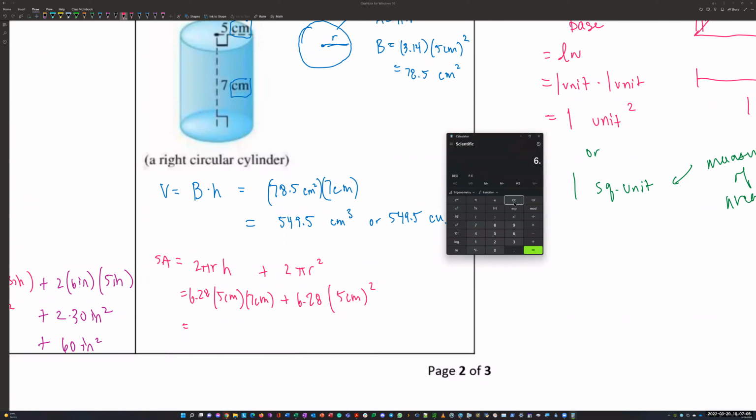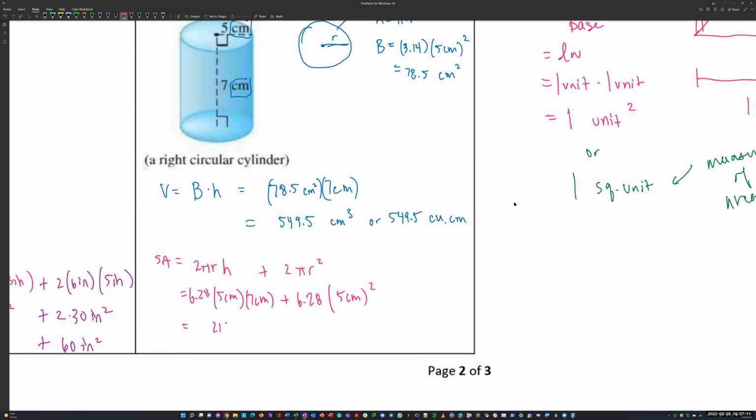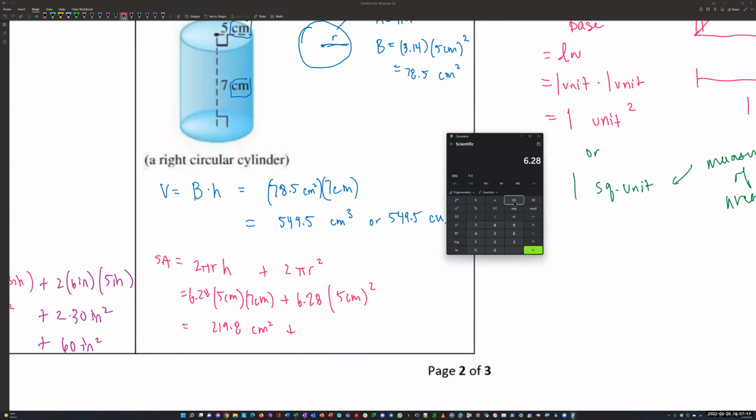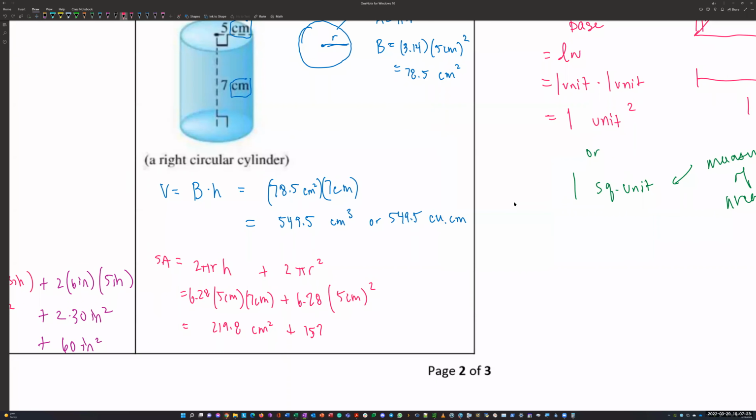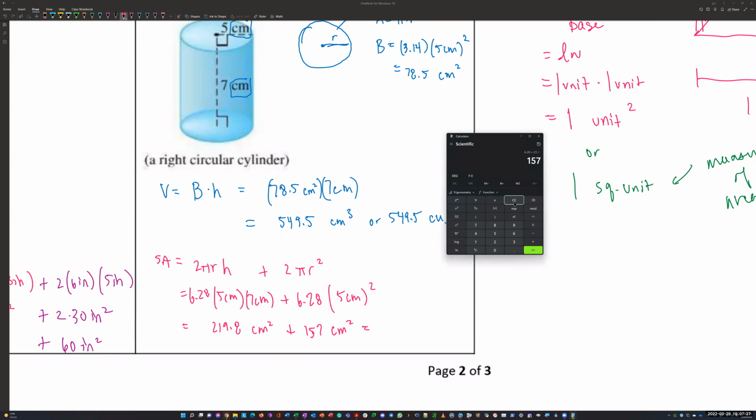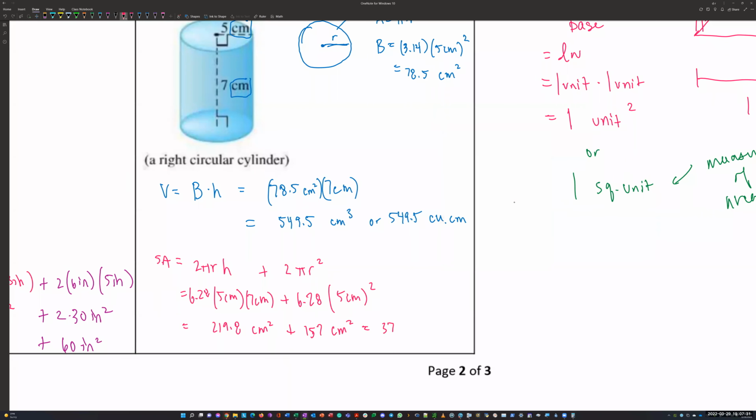All right, so 6.28 times 5 times 7 is 35. So this is 219.8 centimeters squared. 6.28 times, you said 25 is right, so you get 157 centimeters squared. Adding these two values together, we get 376.8.